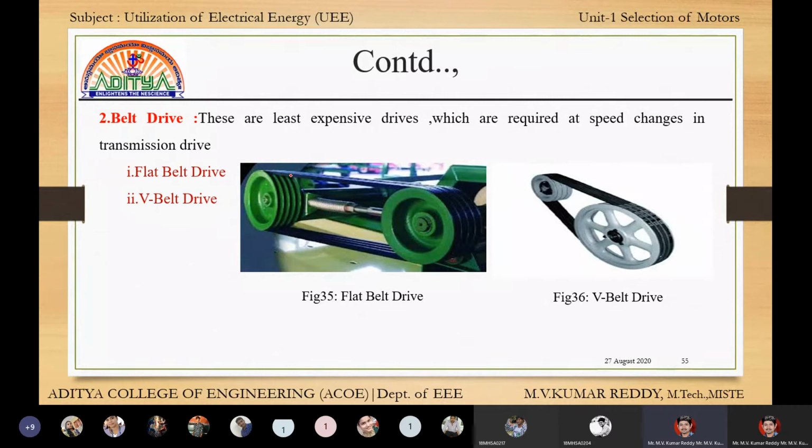Next is the belt type. Already in many industries and many places we see this belt type drive. Next one is the V type drive. In our houses there is a motor for pump sets, and this belt is used. That means one pulley is small and another is large. These are mostly used for household purposes.